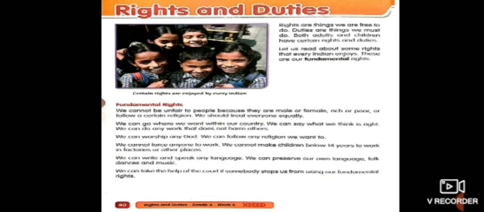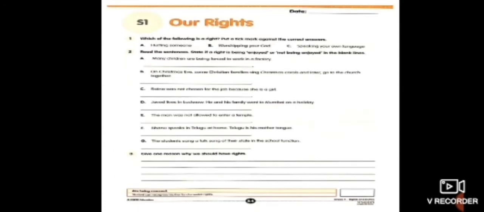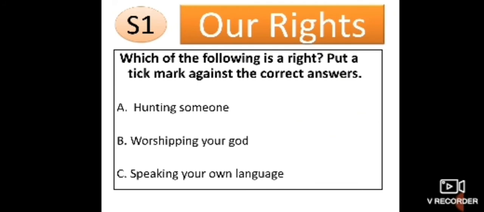Now it is time to solve our worksheet number 1, which is given on page number 34. 3 questions are given. Let's understand one by one. The first question is, which of the following is correct? Put a tick mark against the correct answers. Students, 3 things are given. We have to put a tick mark on which is our right. Do we have a right to hurt someone? No. Do we have a right to worship any god? Yes, we have a right.